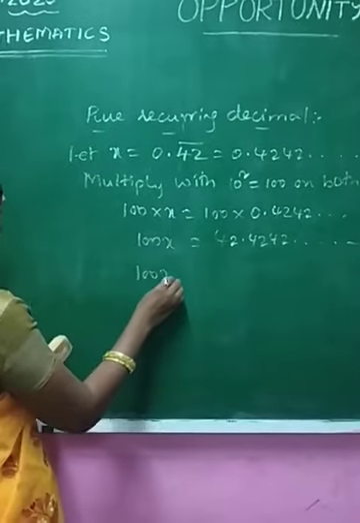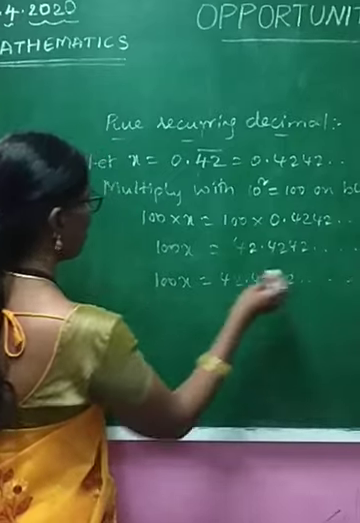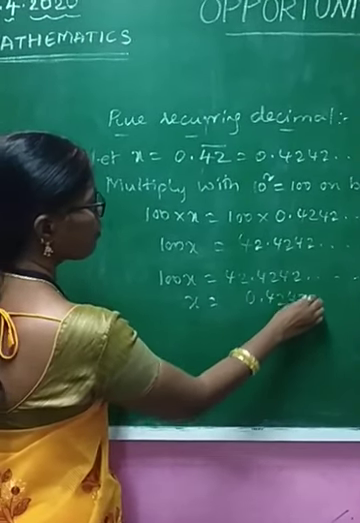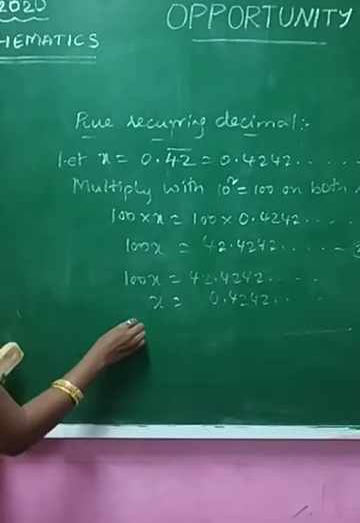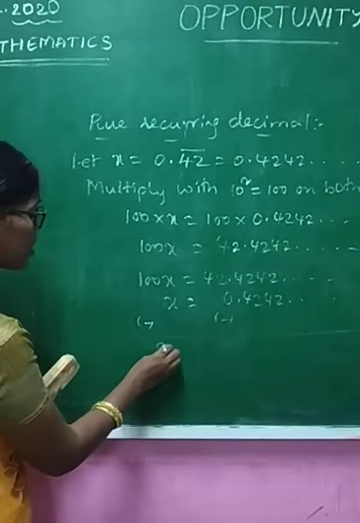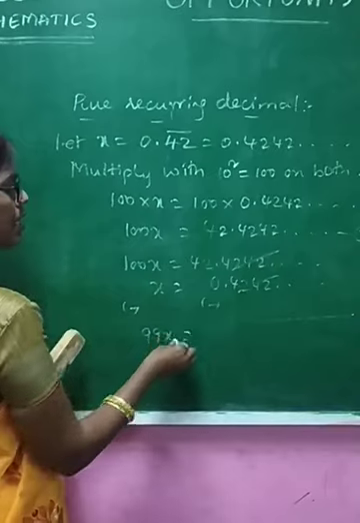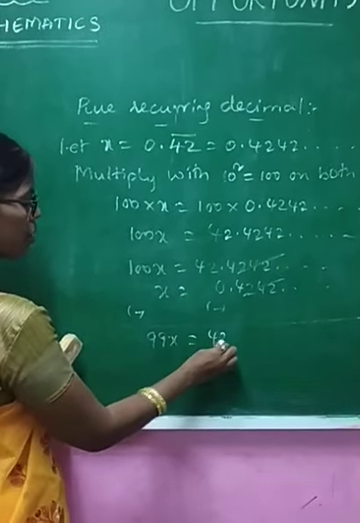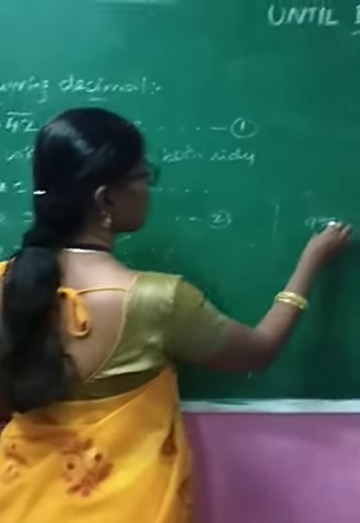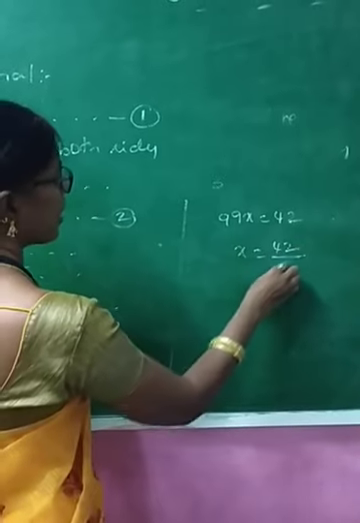So 100x is equal to 42.4242, and the first equation is x is equal to 0.4242 and so on. By subtracting both, 100 minus 1, how much? 99x is equal to, so this part completely cancels, 42 minus 0, 42. So now here what you got? 99x is equal to 42. So x is equal to 42 by 99.